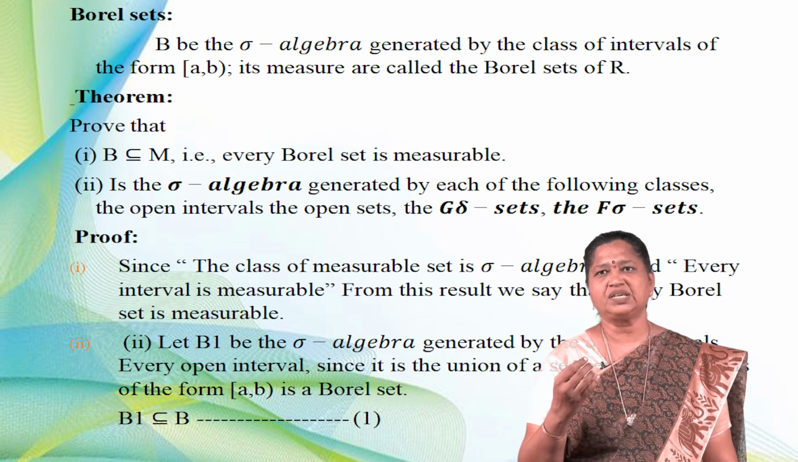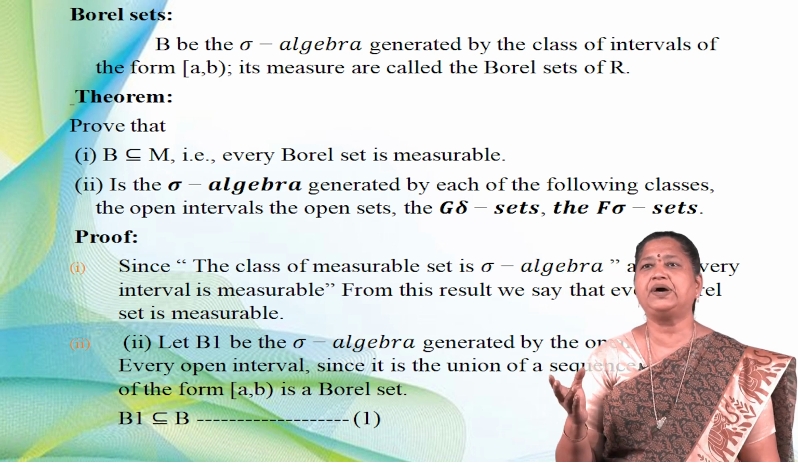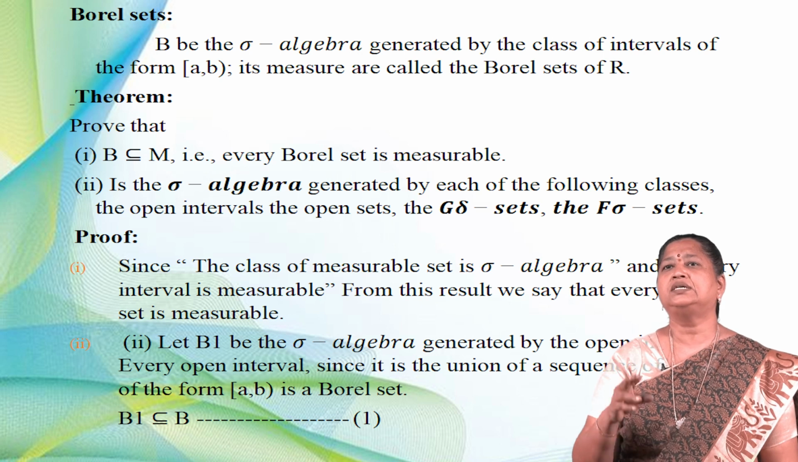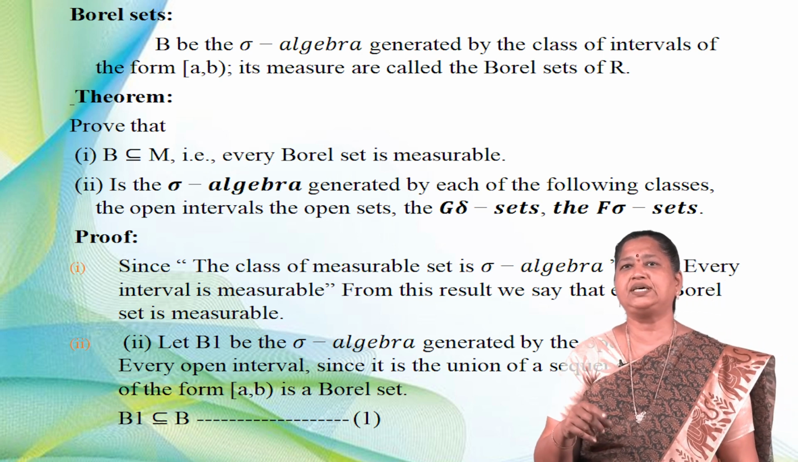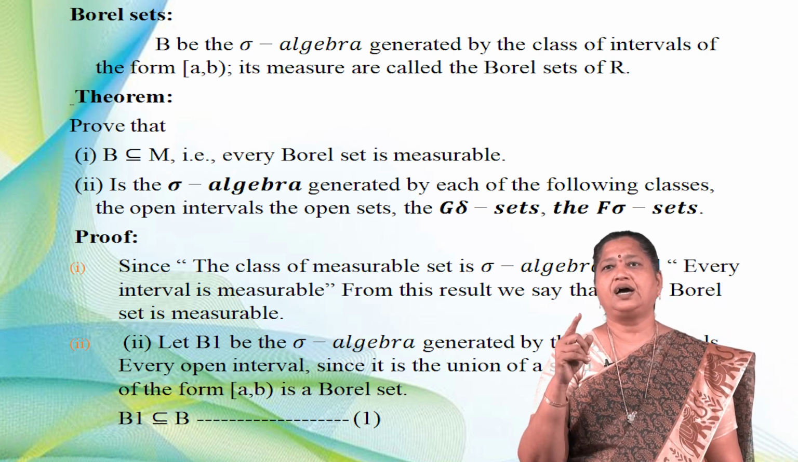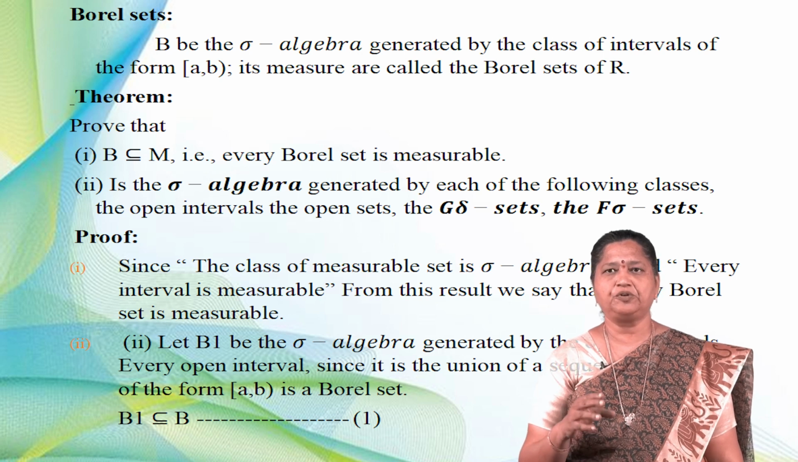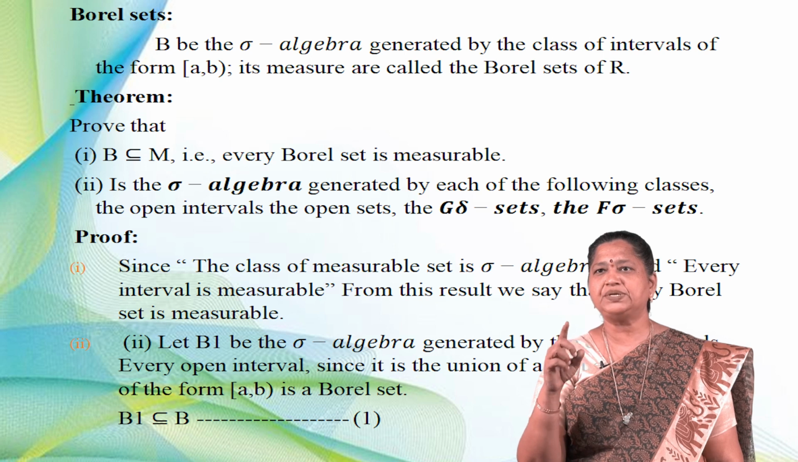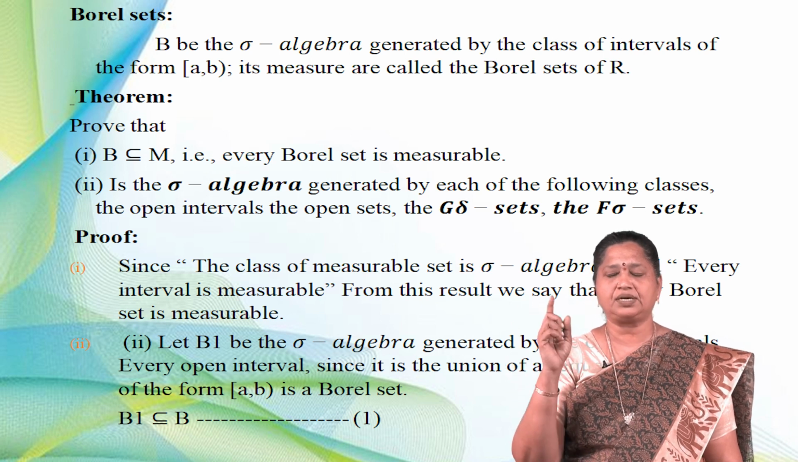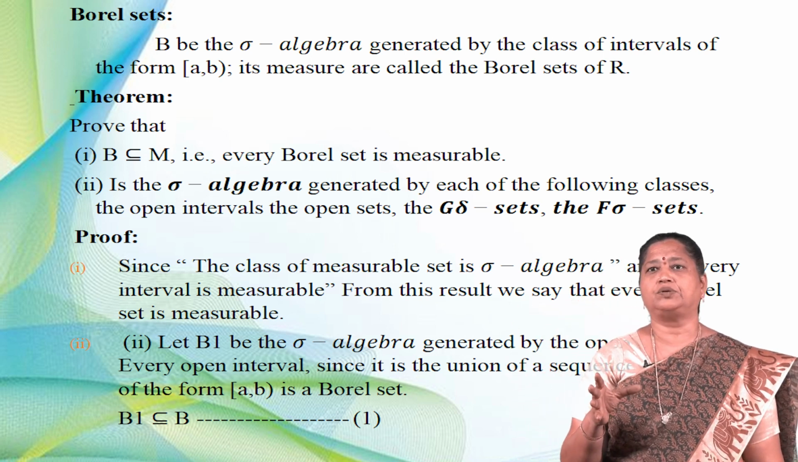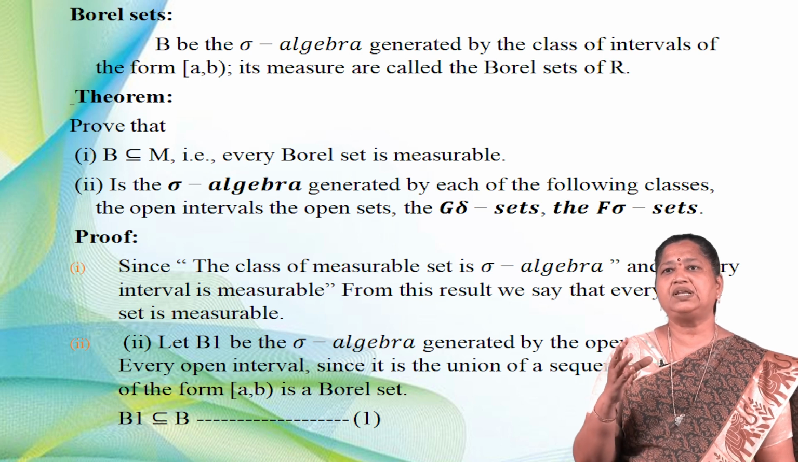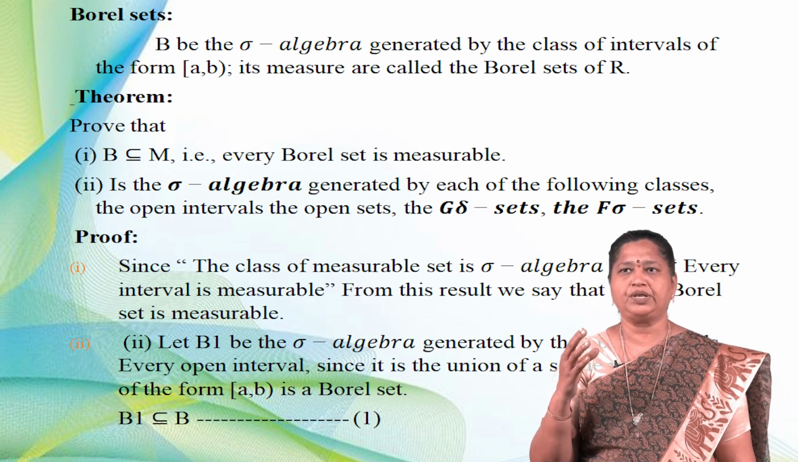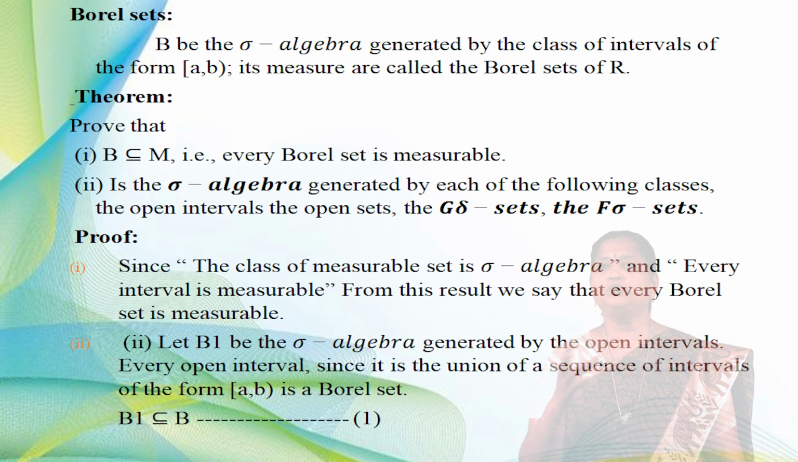The next one is the sigma algebra generated by each of the following classes: the open intervals, the open sets, the G delta sets and the F sigma sets. The proof is, since the class of measurable sets is a sigma algebra, as you already know, and every interval is measurable, which we also know, from these two statements we say that every Borel set is measurable.